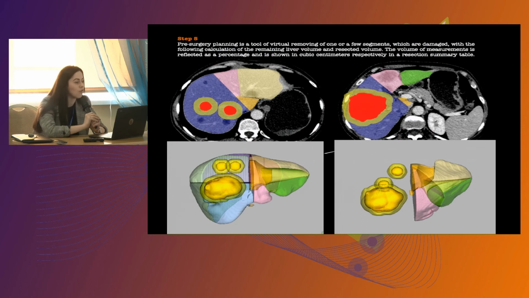virtual removing of one or a few segments which are damaged, with the following calculation of the remaining liver volume and resected volume. The volume of all measurements is reflected as a percentage.